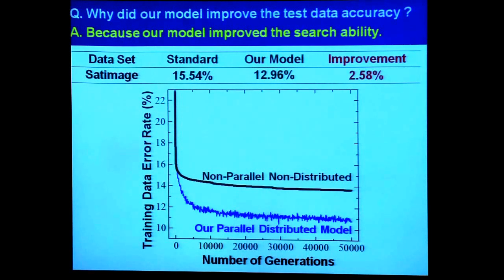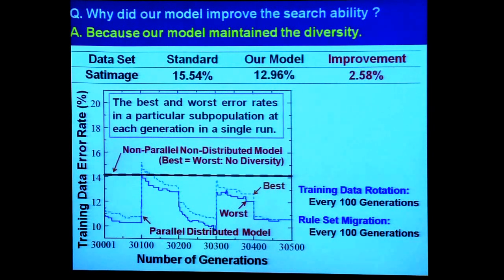This slide shows the training data error rate over 50,000 generations. Still decreasing. So by increasing the number of generations, we may have a better result, and a much better result obtained from our parallel model. But why did the model improve the searchability? This is because our model maintains the diversity.